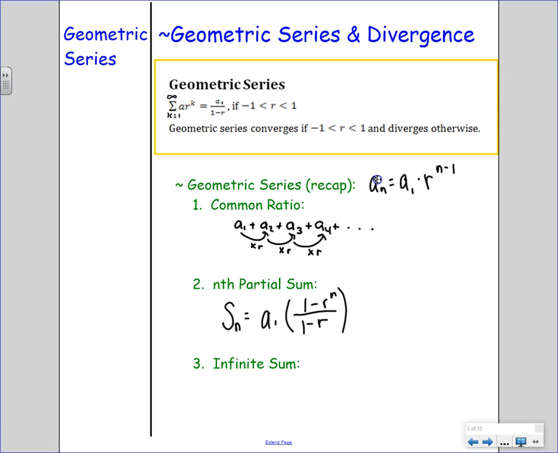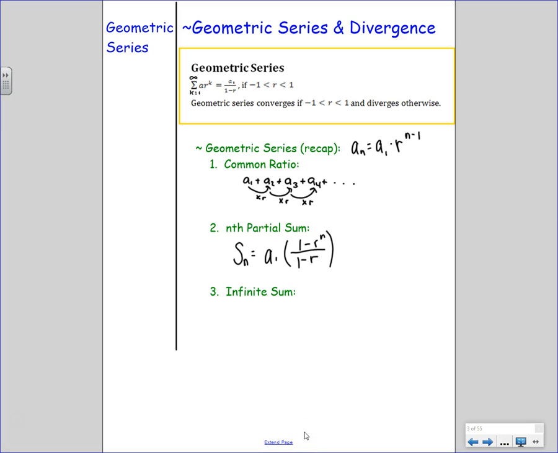But the nth partial sum is equal to, so here's the dealio. My question to you is, if this is the nth partial sum, if we're trying to find the infinite sum, what do I need n to approach? Infinity. Bigger numbers. We can do that. Limit as n goes to infinity of s sub n is equal to the limit as n goes to infinity of a sub 1 times 1 minus r to the n all over 1 minus r. In order for this limit to exist, what piece of the formula do I need to zoom in on and analyze? A sub 1?